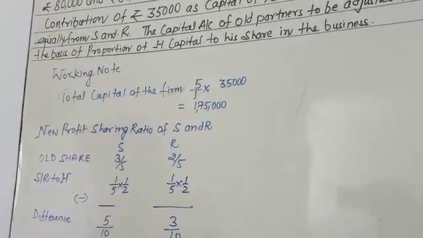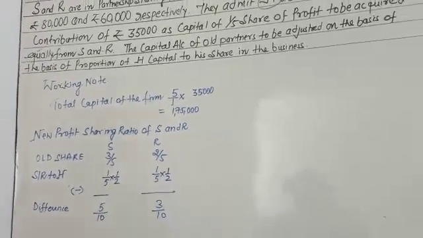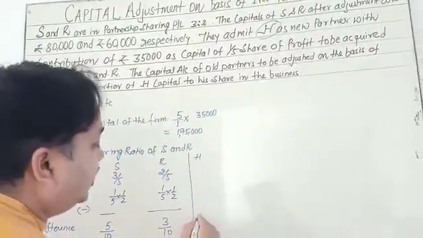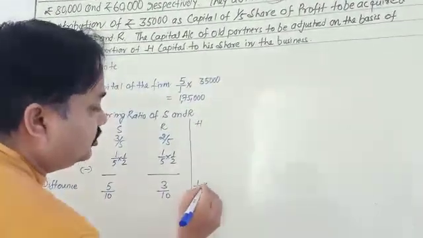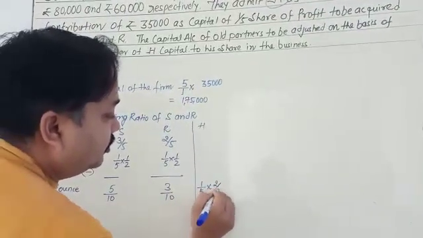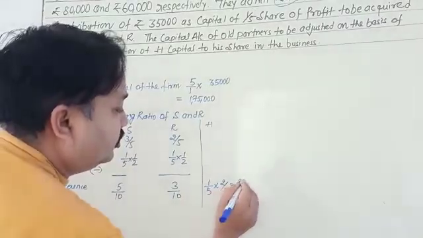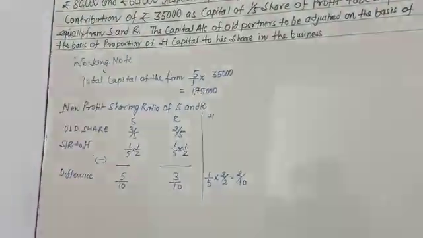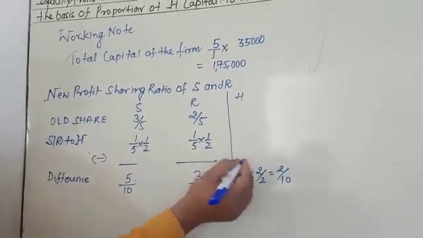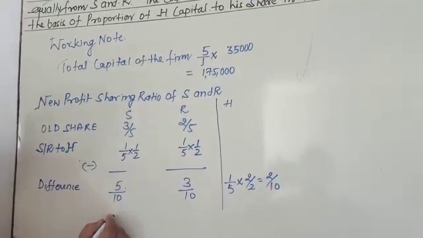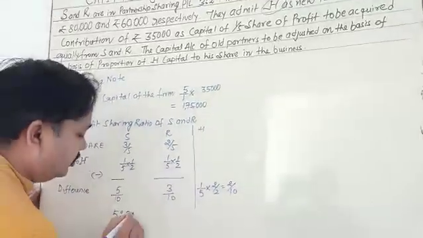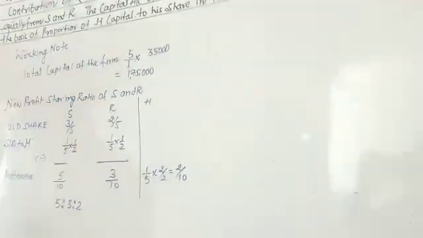H's share is already 1/5. So you have to make the denominator equal, multiply by 2/2, that is 2/10. So the new profit sharing ratio is 5:3:2. Okay, the new profit sharing ratio is 5:3:2. You have to remember this.